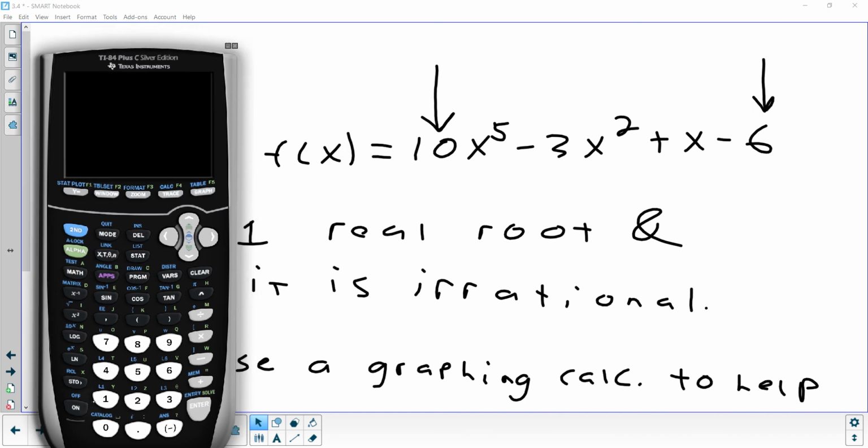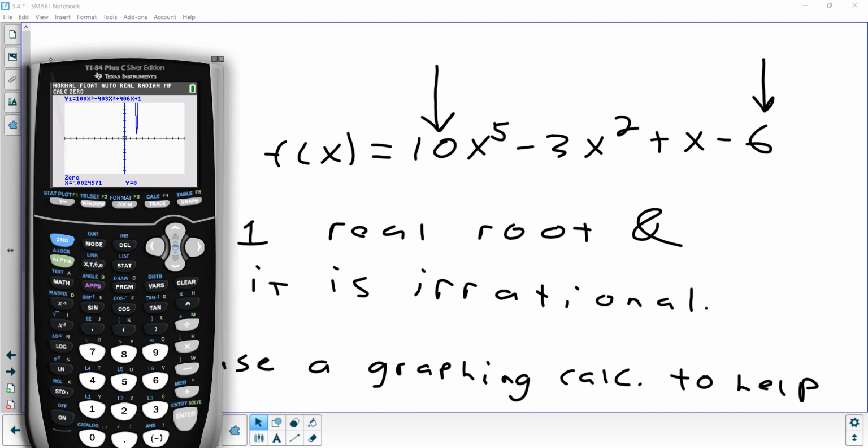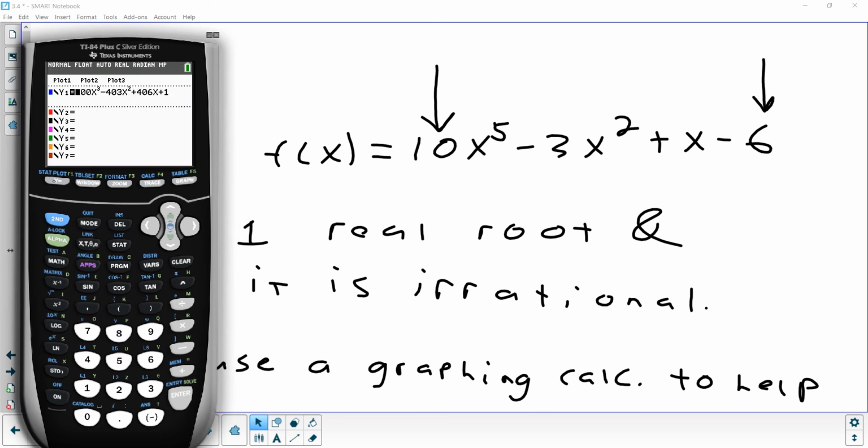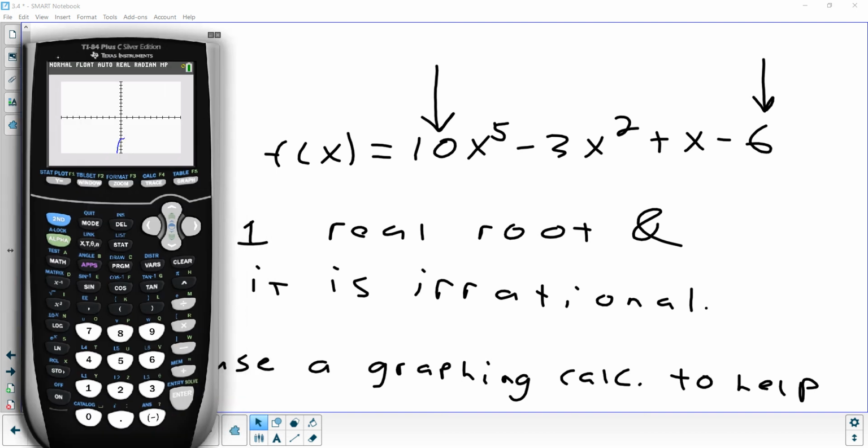So let's graph 10x to the 5th minus 3x squared plus x minus 6. So we're going to graph that. We're going to show that we have one real root. Okay, so we can clearly see there is one real root.